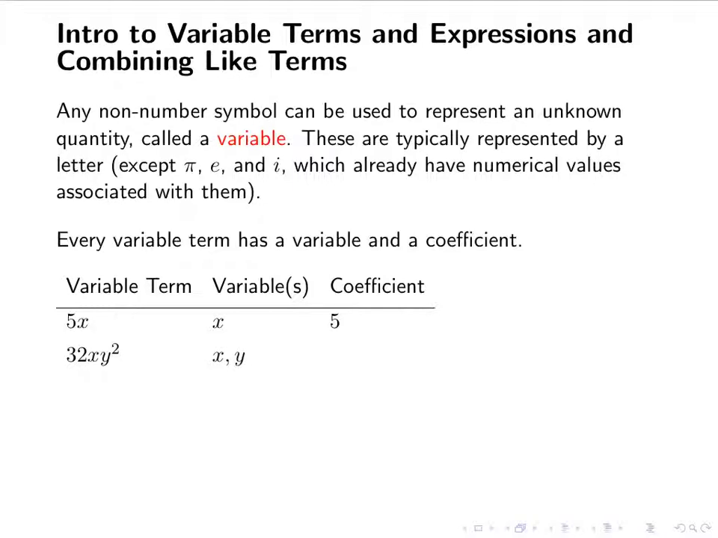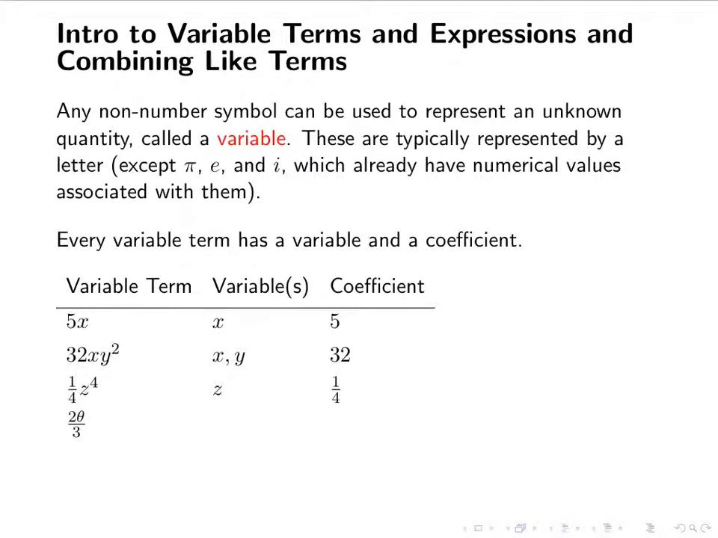32xy squared. We have more than one variable. We have x and we have y. The variable isn't y squared. The variable is y. The coefficient is 32. We have 1/4 z to the 4th. The variable is z. The coefficient is 1/4.